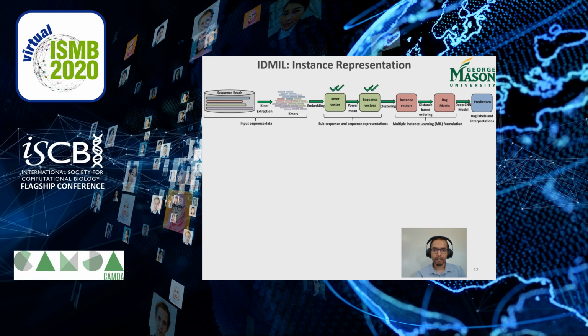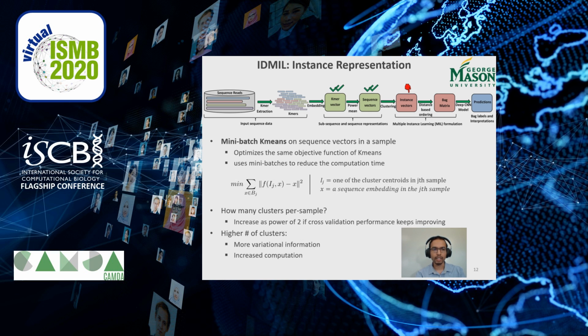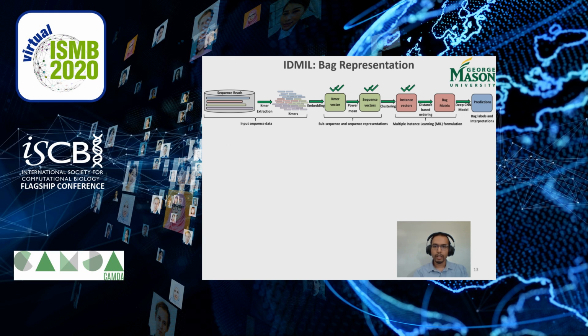At this point, we have the sequence vectors, and we use those to create our instance vectors. To create the instance vectors, we use mini-batch k-means in each sample in parallel. Mini-batch k-means is a variation of k-means, but it optimizes the same objective function, and it uses mini-batches to gain computational efficiency. We increase the number of clusters as a power of 2 as long as the cross-validation performance keeps improving. The higher the number of clusters, the more variational information you get. However, it also increases the computational expense. So now we have the instance vectors.